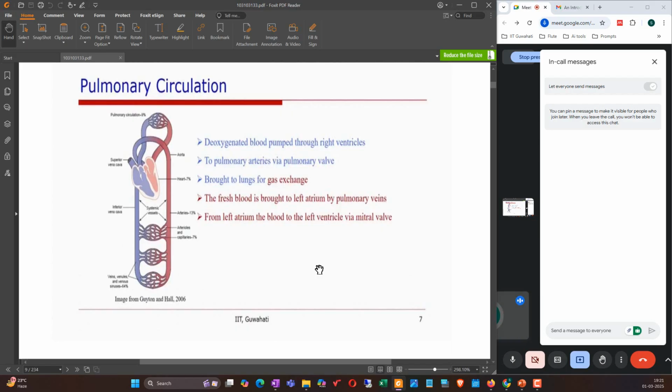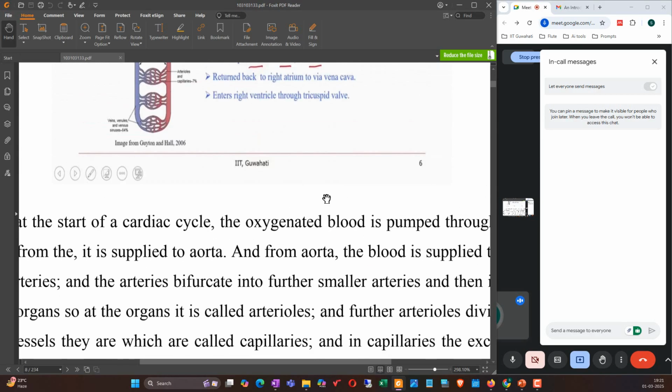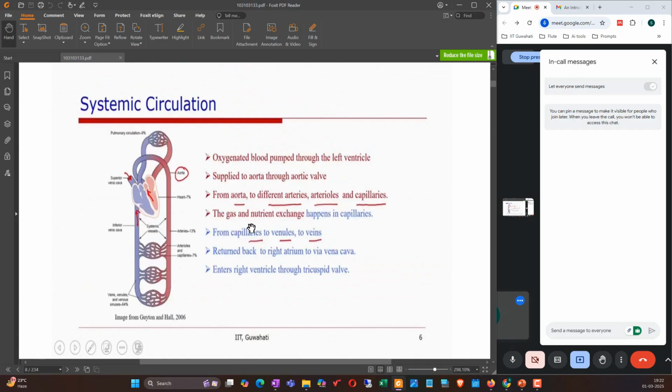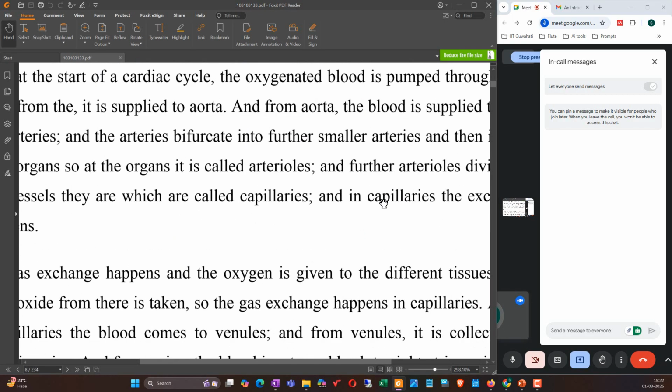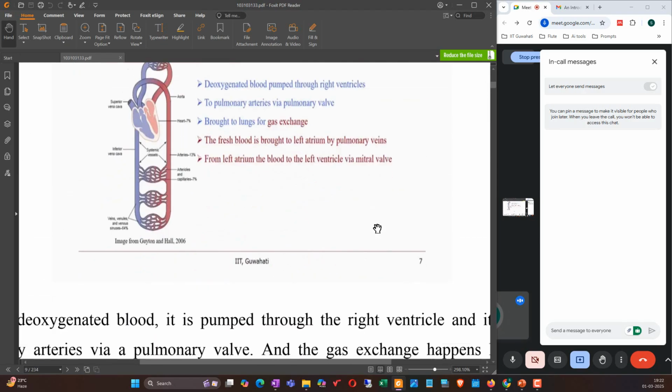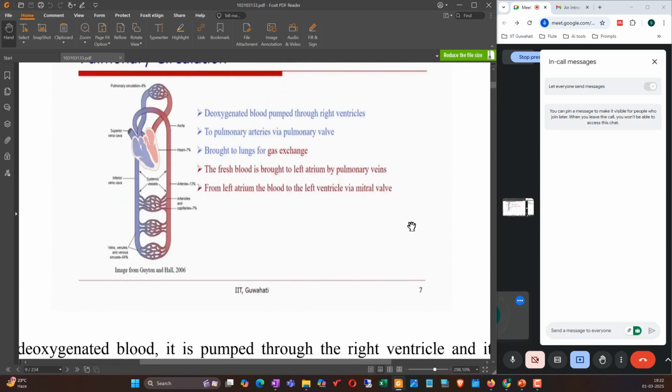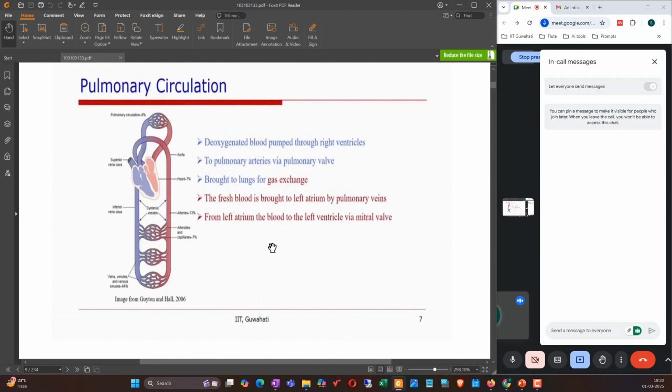In the lung, the gas exchange is happening, and in the last one, the gas exchange was happening in capillaries, but there only the gas exchange is happening, not the nutrients, right? And from the left, here if you see, the fresh blood is brought to the left atrium by the pulmonary veins, and from the left atrium to the left ventricle via the mitral valve. So the mitral valve is the important point here.